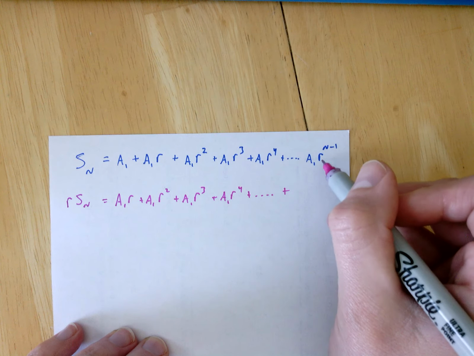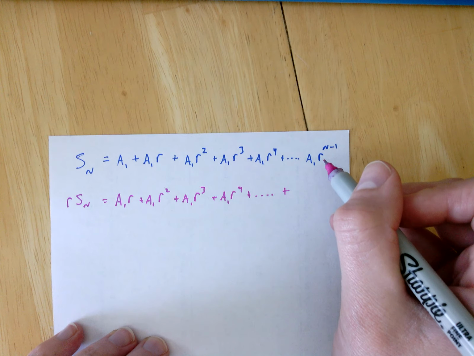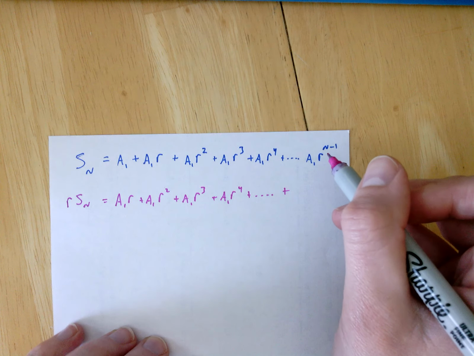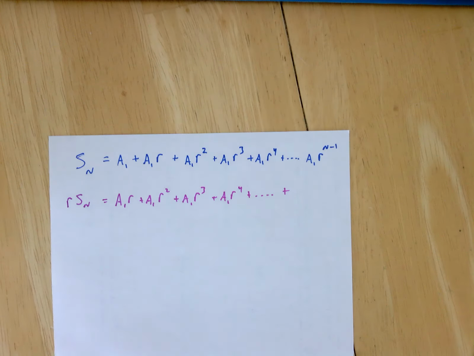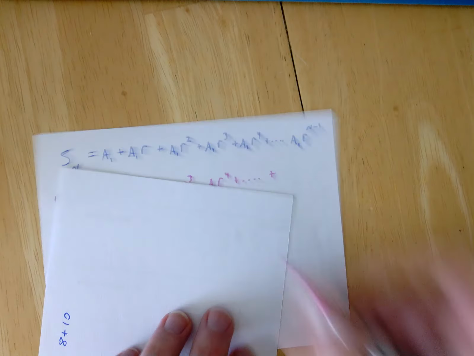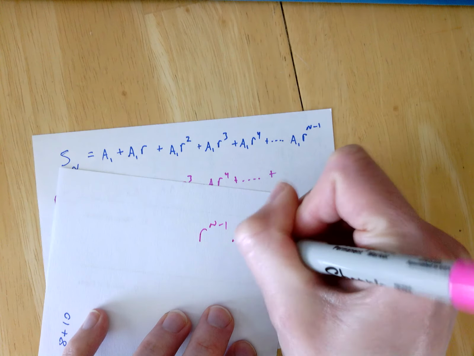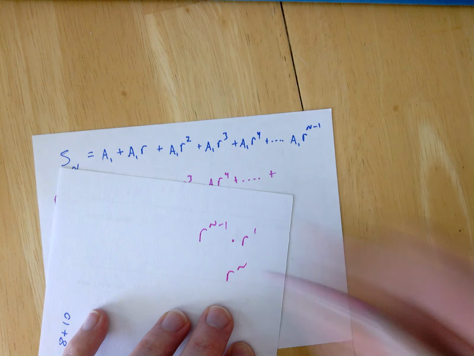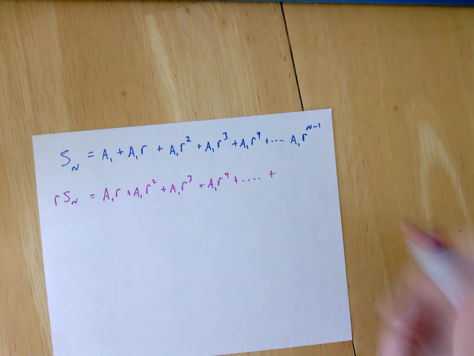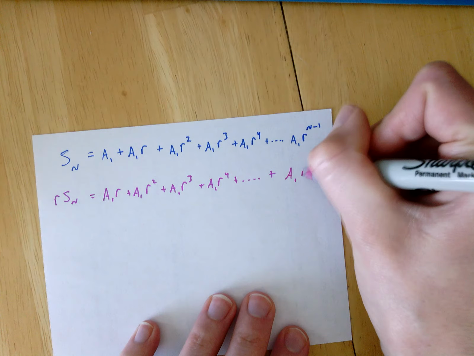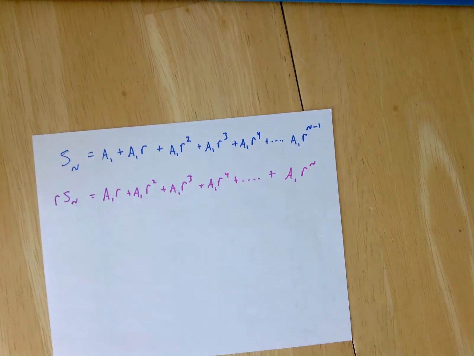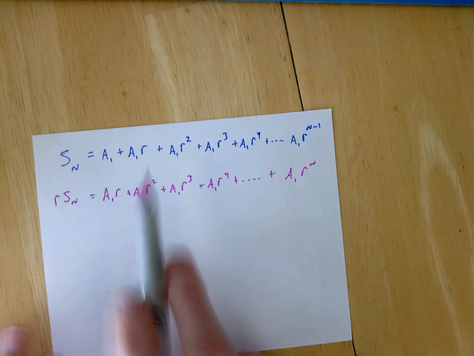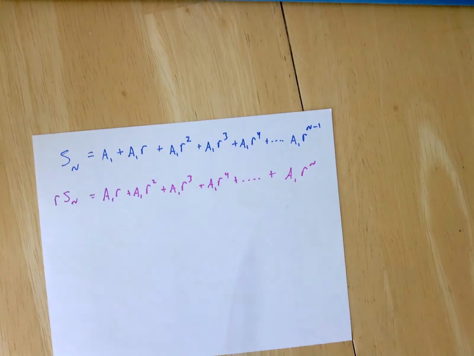And when I multiply this one by R, well, I'm multiplying R to the n minus 1 by another R. So R to the n minus 1 times R to the first. You add your exponents, right? So that's going to just work out to R to the n. So this last term is going to become A sub 1 times R to the n. Okay, so all I've done so far is I wrote out what this generic sequence is, and I took this whole thing and multiplied it by R, because I happen to know in advance that this is the trick that's going to work out for me.